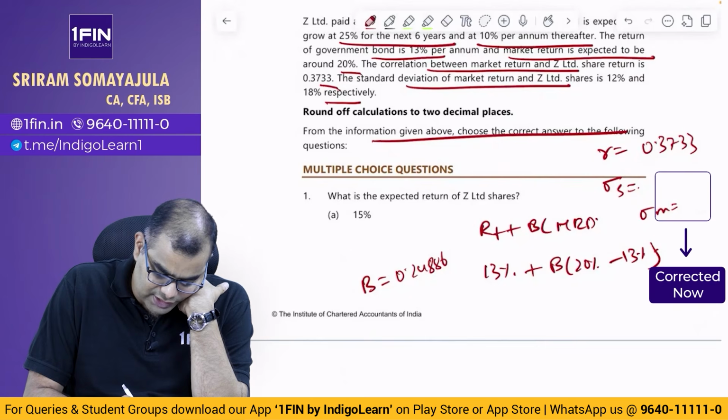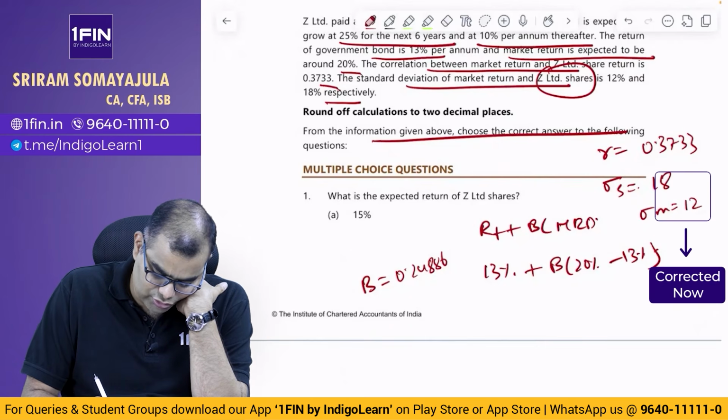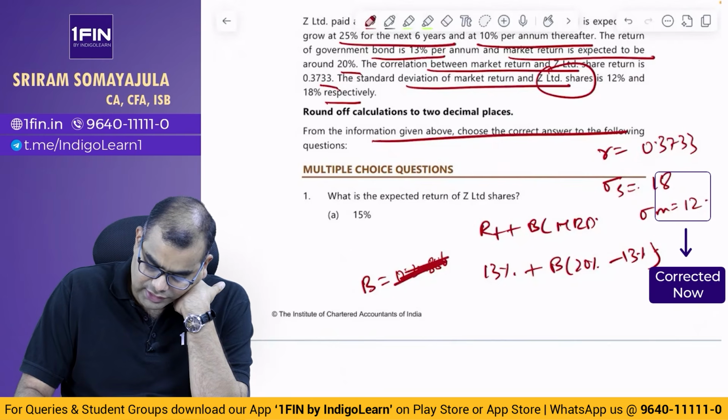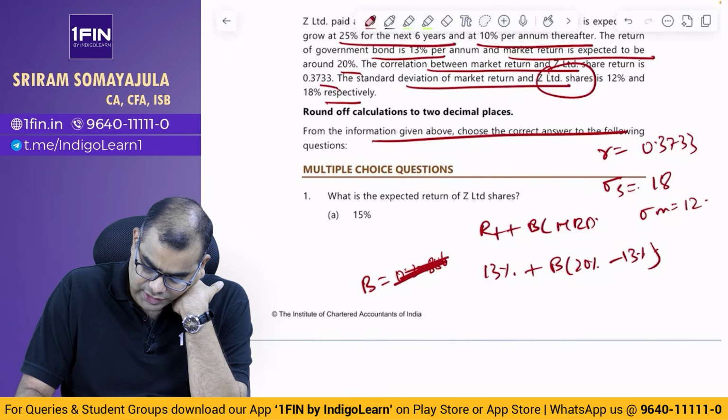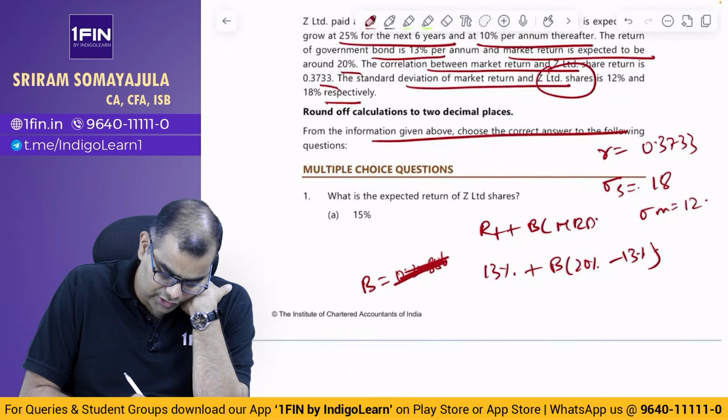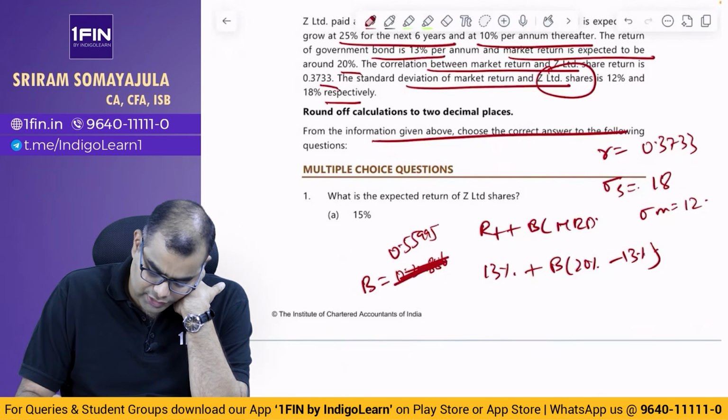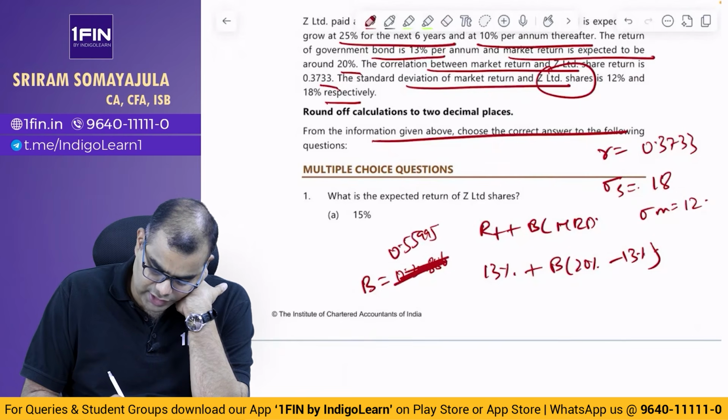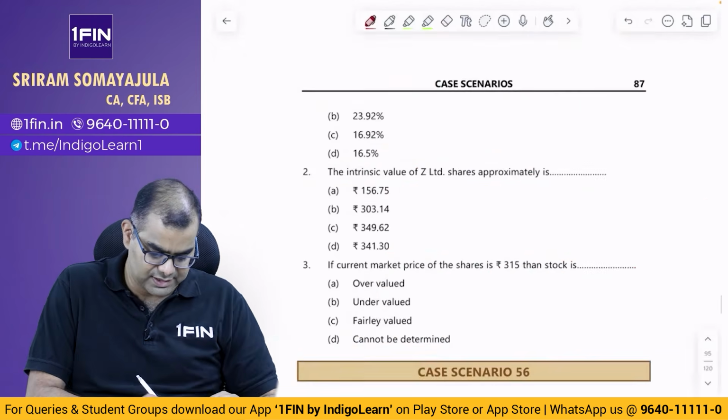Z Limited is 18 and market is 12. So beta is not this. Beta is 0.3733 into 18 divided by 12. You get 0.55995. Okay. Into 0.07 is equal to, plus 0.13 is equal to 16.92%. Is it there? Yes, this is there.